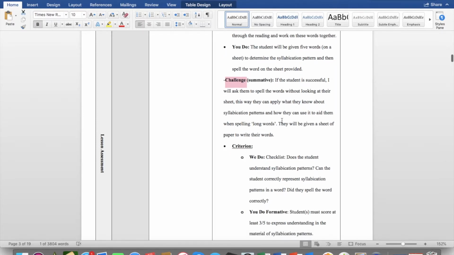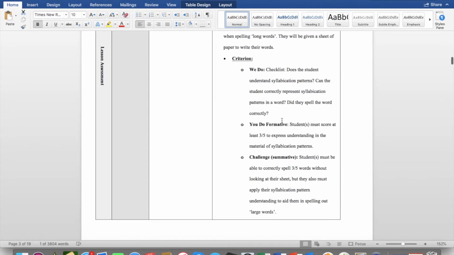So then the criterion. This is basically how you're grading them. So for the we do, I had a checklist and I answered these questions. For the you do, I basically graded 3 out of 5 to express understanding, and the challenge was the same thing, 3 out of 5 for understanding.